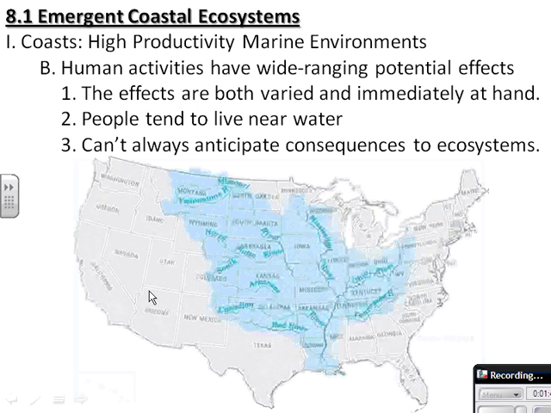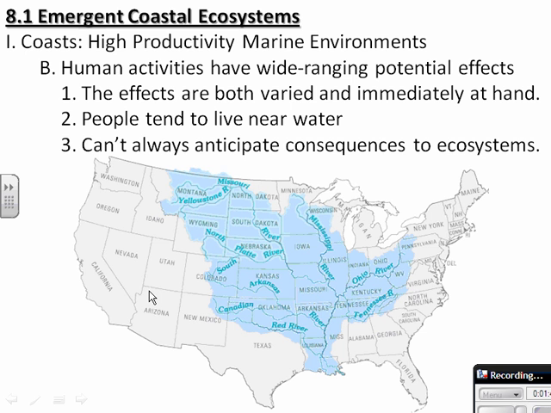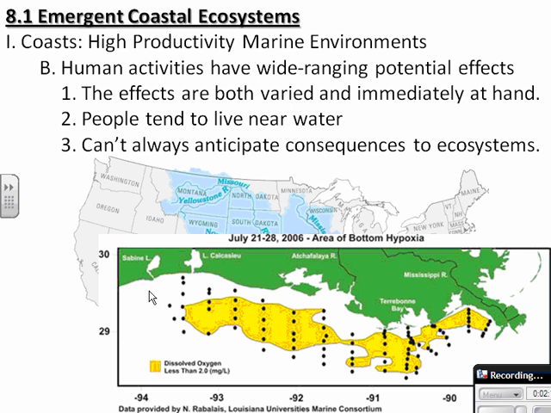The effects of things such as agricultural fertilizer or farming fertilizers have an impact on the ocean as well. So what you're seeing here is a map of the watershed of the Mississippi River. And all of the fertilizers that are used by farmers in the Midwest end up eventually in the Gulf of Mexico, and that affects the Gulf with eutrophication. So we can't always anticipate the effects that we have on coastal ecosystems.